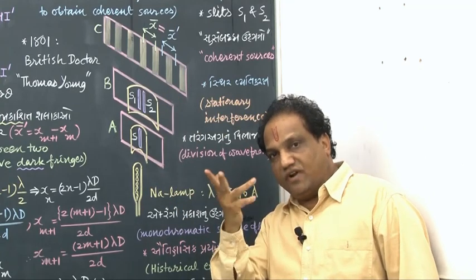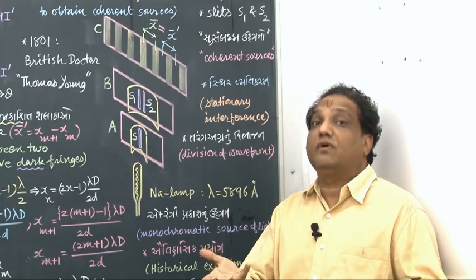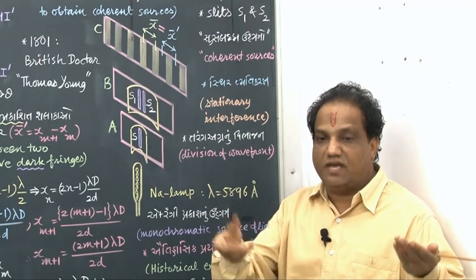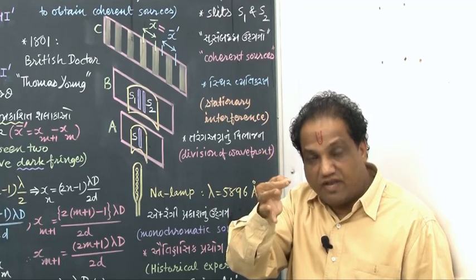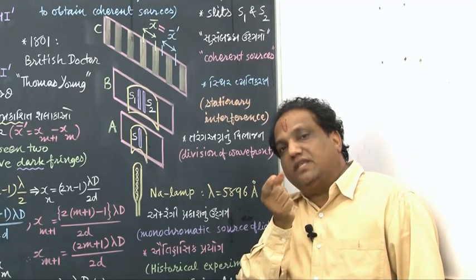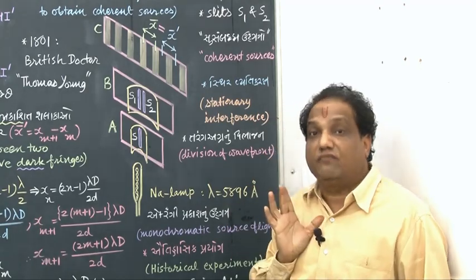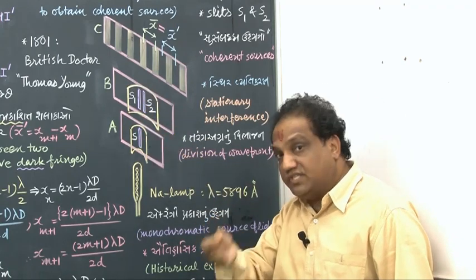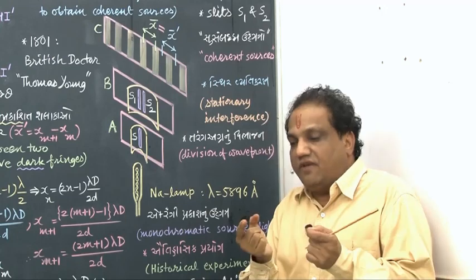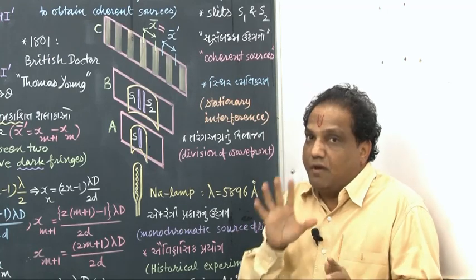every point on a wavefront, according to Huygens principle, will behave like a secondary spherical source, and then they will emit secondary spherical waves. So both the slits will behave like independent secondary sources and will emit secondary spherical waves.